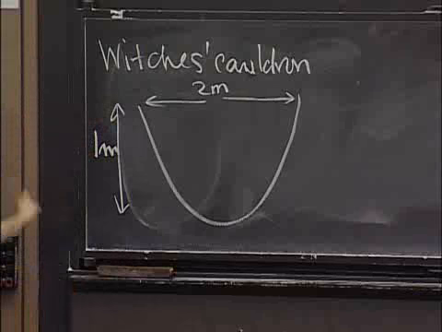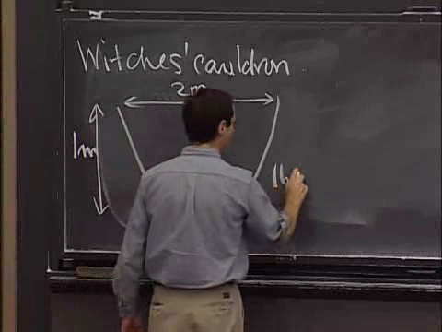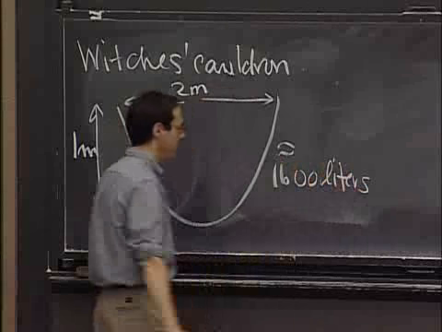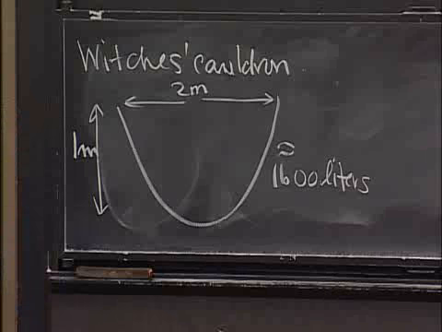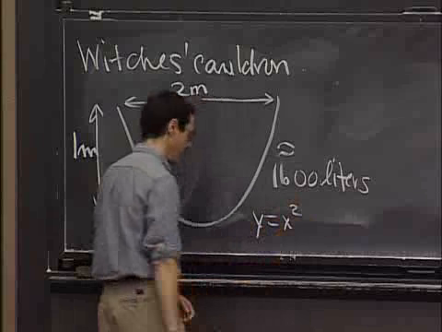And it's a parabola of revolution here, and it had approximately 1,600 liters in it. And this curve was y equals x squared.